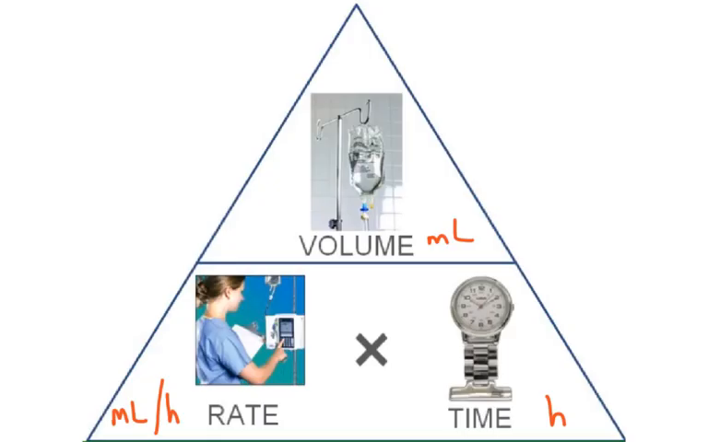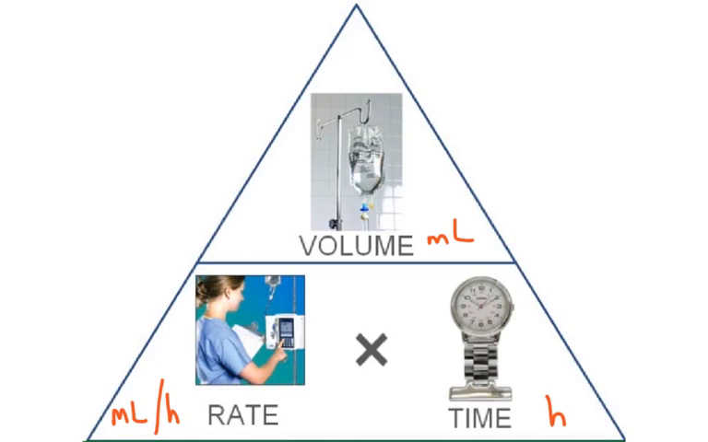I did find this. This might help you with infusion time and total volume. This is just the pyramid, so you've got the volume on top, and the volume is calculated in milliliters. At the bottom you have two things. You have the rate and the time. The rate is your flow rate in milliliters an hour, and time is going to be measured in hours.